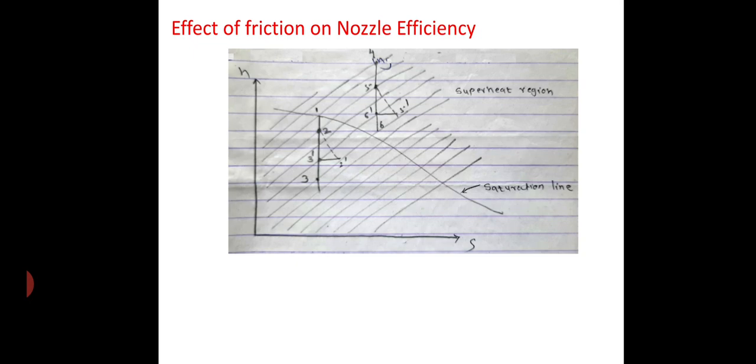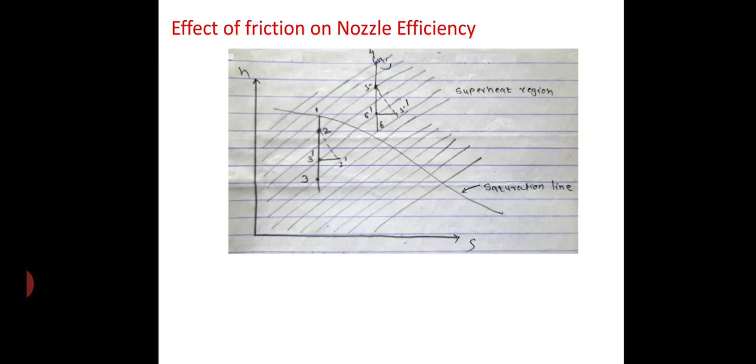In practice, there is a friction produced between steam and the side of the nozzle. Some kinetic energy is lost in overcoming the friction. Now see the diagram, the HS diagram. Point 1 represents the initial condition of steam which enters the nozzle in dry saturated state.